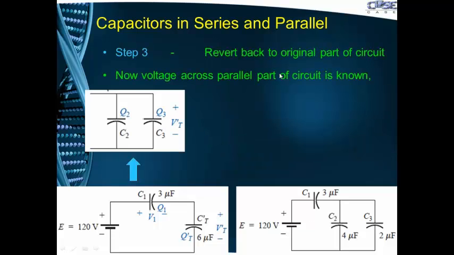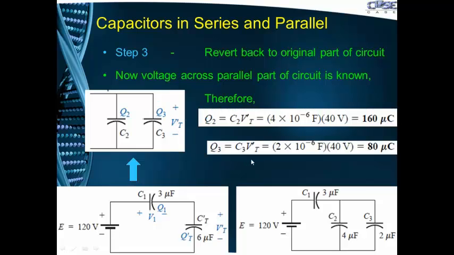Revert back to the original part of the circuit. Now voltage across the parallel part of the circuit is Vt dash, which we just computed as 40 volts, and we can use this voltage to find out the charge on each capacitor. So these are the results.